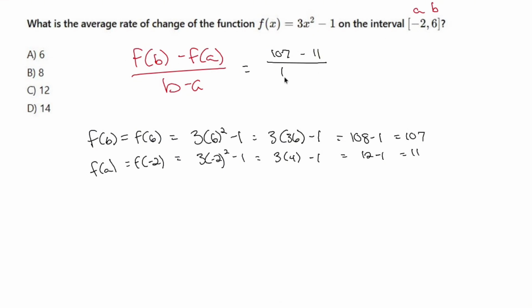So f of b was 107, minus f of a was 11. b was 6, minus a was -2. So that's going to get me 96 over 8, which I believe is 12. So C is going to be my answer for that one.